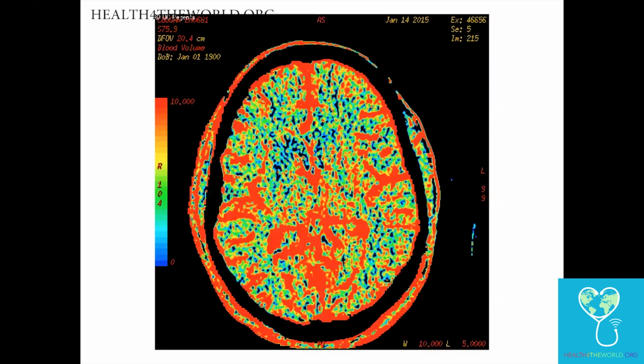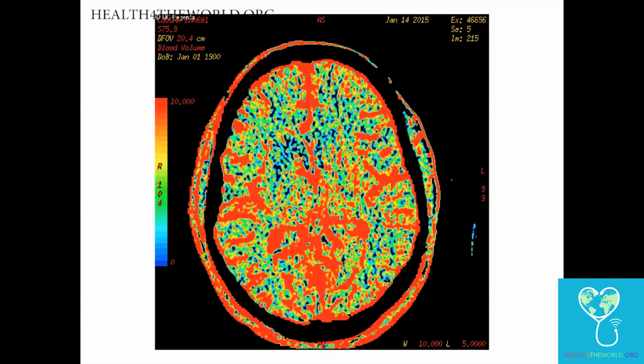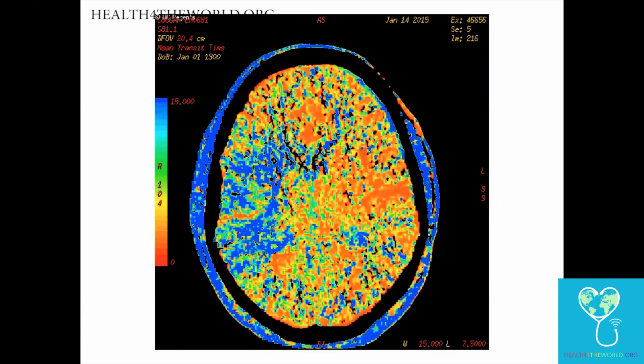This is the cerebral blood volume. So this is our surrogate for ischemic core using perfusion data. And then this, of course, is the mean transit time, which shows us what tissue is at risk. And so between these two, it helps us guide some therapy.